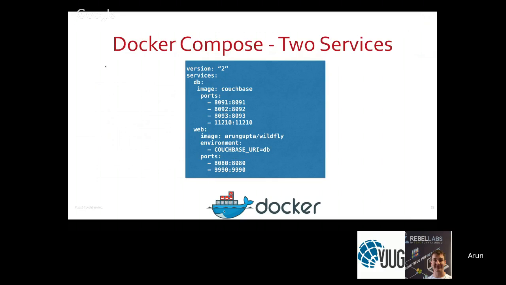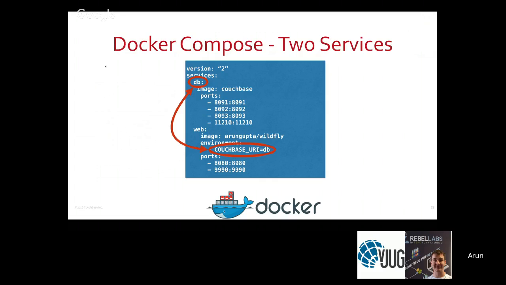Okay. So here's how my Compose file would look for that. In this case, I have two services, DB and a web service. The DB service is pretty clean. It's very simple. And here I'm saying the image name is the same, ports is the same. In the web service, I'm using a custom image, arungupta/wildfly, because this is essentially where I've packaged up my application already. This is based upon what we discussed earlier. And the key part here is I'm defining a new environment variable called COUCHBASE_URI equals db. And db is a service name, essentially. I'm exposing my ports of WildFly as well.